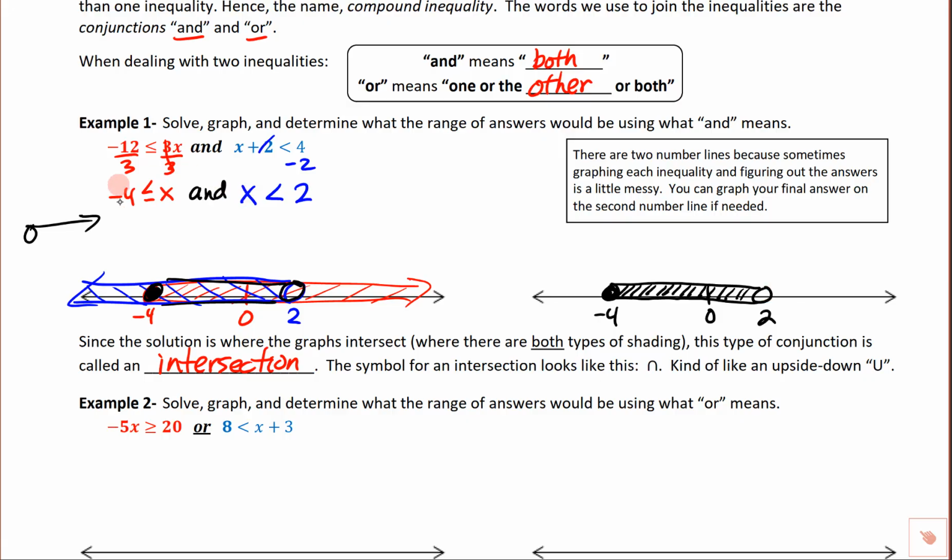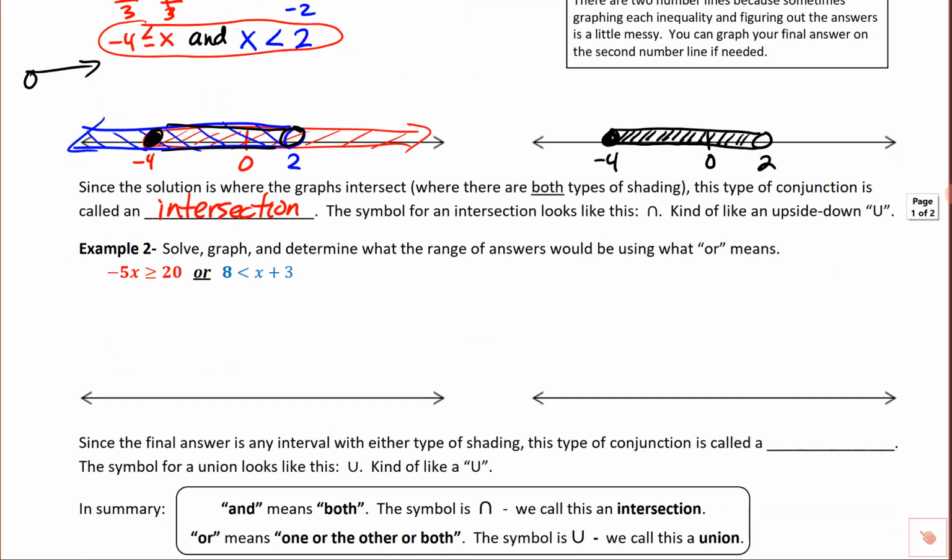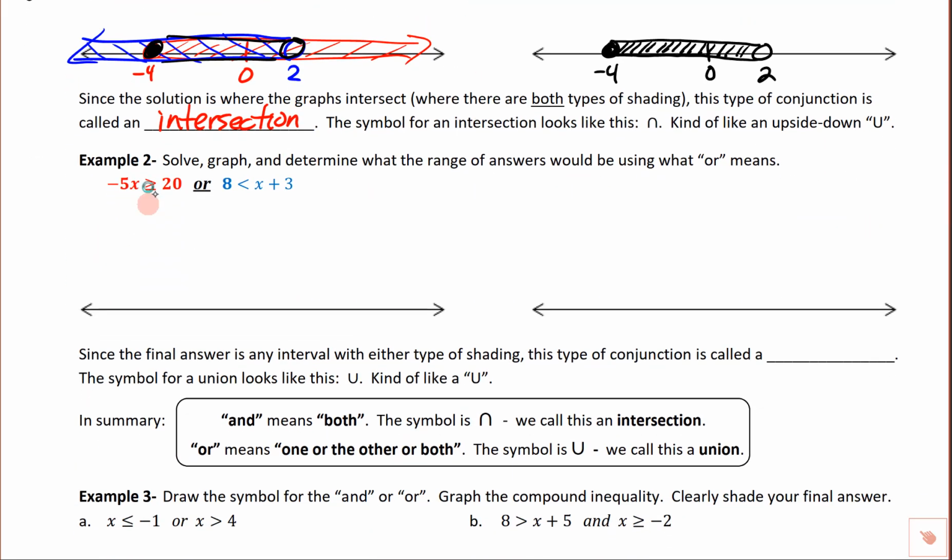So technically, this is the answer if we wrote it as an inequality right here. And this is the answer if we were to graph it. So we've got the answer as an inequality, and we've got the answer as a graph. So I'm going to slide down here, and we're going to take a look at one with an or in it. So I've got a couple different ones.